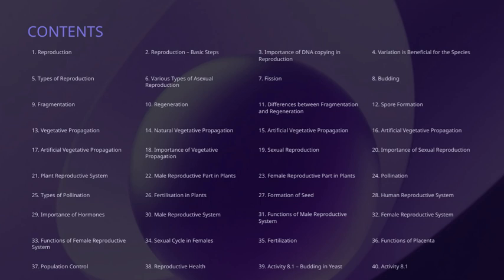We also look at the importance of hormones in regulating reproductive processes and population control measures to maintain ecological balance. Throughout the presentation, you'll notice activities like observing spirogyra, bread mold, and yeast, which help us understand these concepts in a hands-on way. Finally, we emphasize the significance of reproductive health and how understanding these processes helps us appreciate the diversity and adaptability of living organisms. This overview connects all these topics together, showing how reproduction is fundamental to life and its continuity.